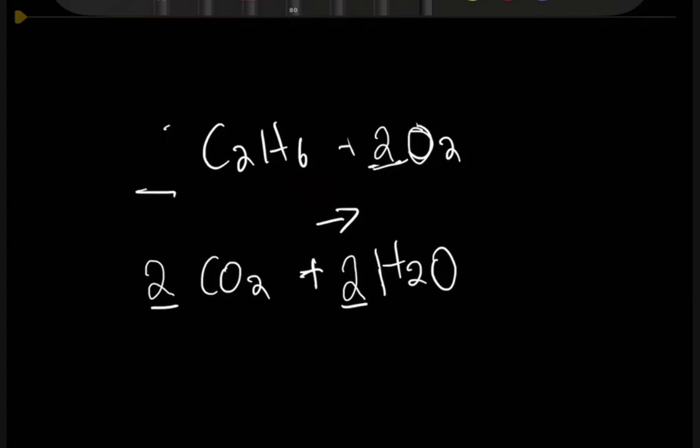But the oxygens are no longer balanced anymore, right? Because I have 4, and you have 6. So let's put a 3. Good. And then you have 6 oxygens. And then for hydrogens, you have 6.